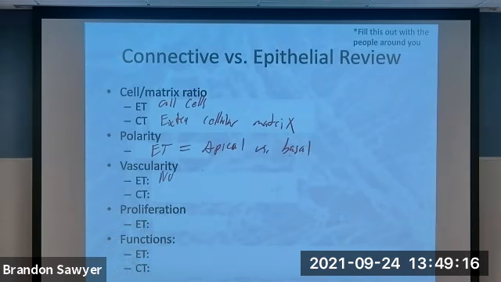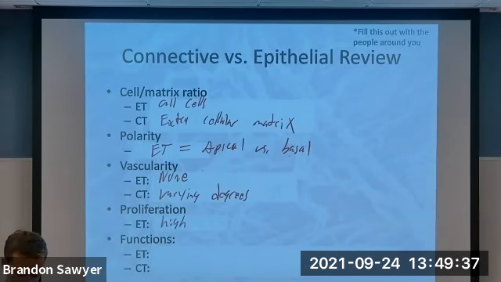Vascularity with epithelial tissue, what do we say about its vascularity? Avascular, we can just say there's none. Connective tissue, what do we say about it? Varying degrees. Epithelial tissue is what as far as proliferation goes? Highly proliferative, right? Lots of cell turnover. We're constantly replacing the cells because they're constantly getting damaged, getting stresses put on them.